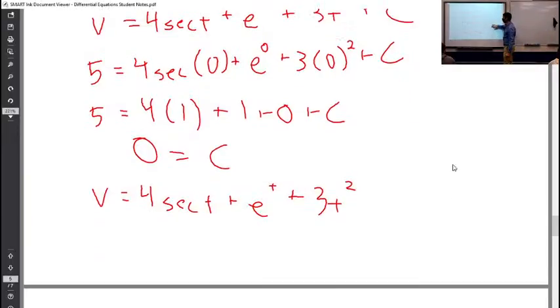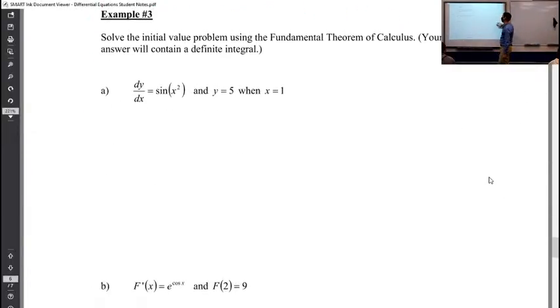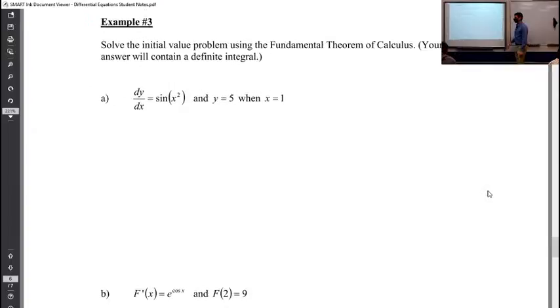So let's make sure that we've got how to write that as an integral. So we are not doing antiderivatives this time. So this will actually be easier.